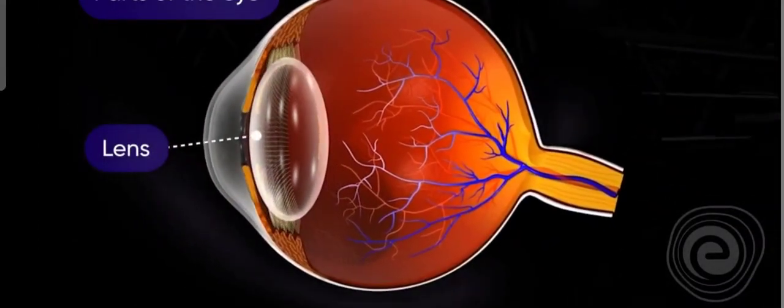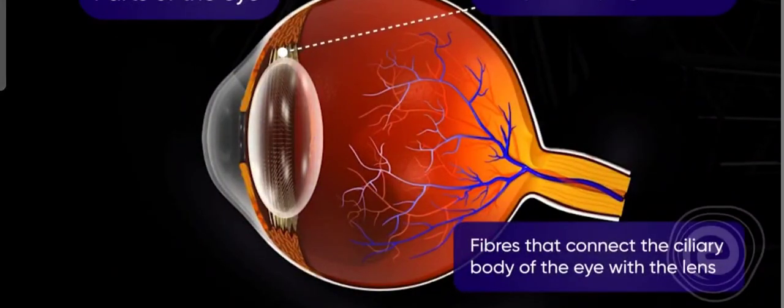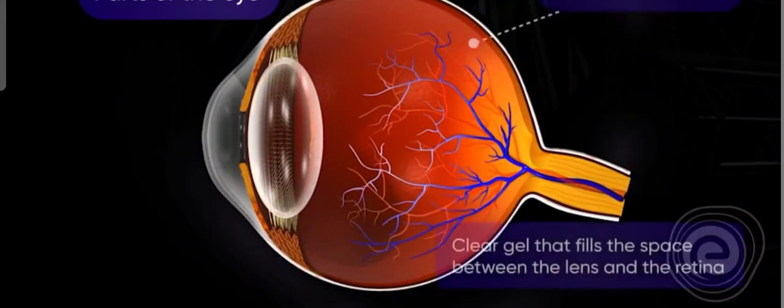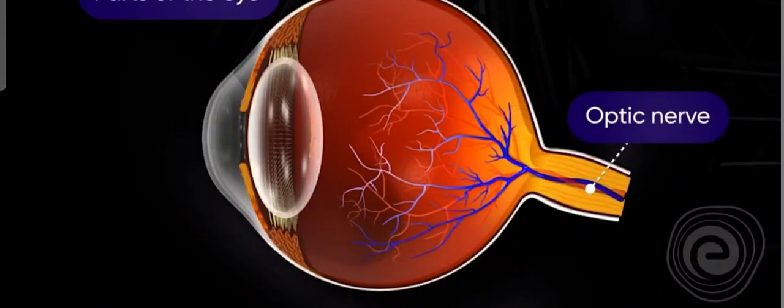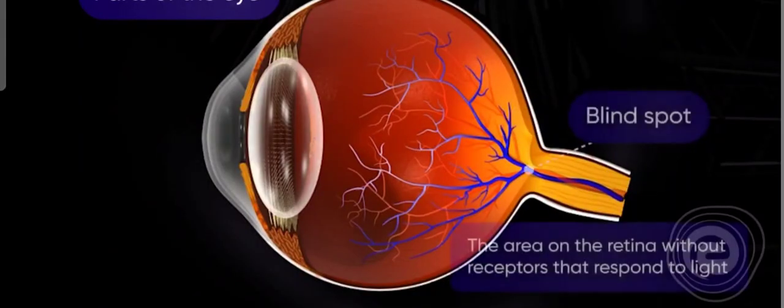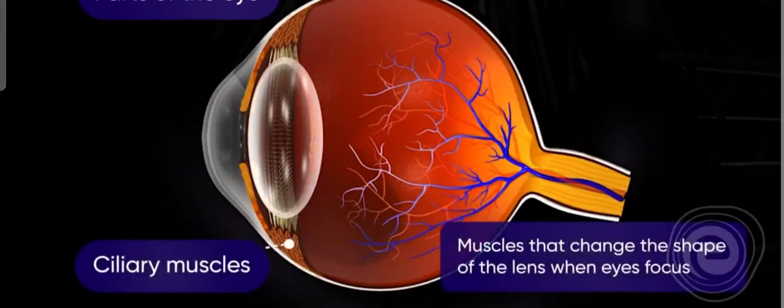The eye has a lens, suspensory ligaments, vitreous humor, fovea, optic nerve, blind spot, retinal blood vessels, and ciliary muscles.